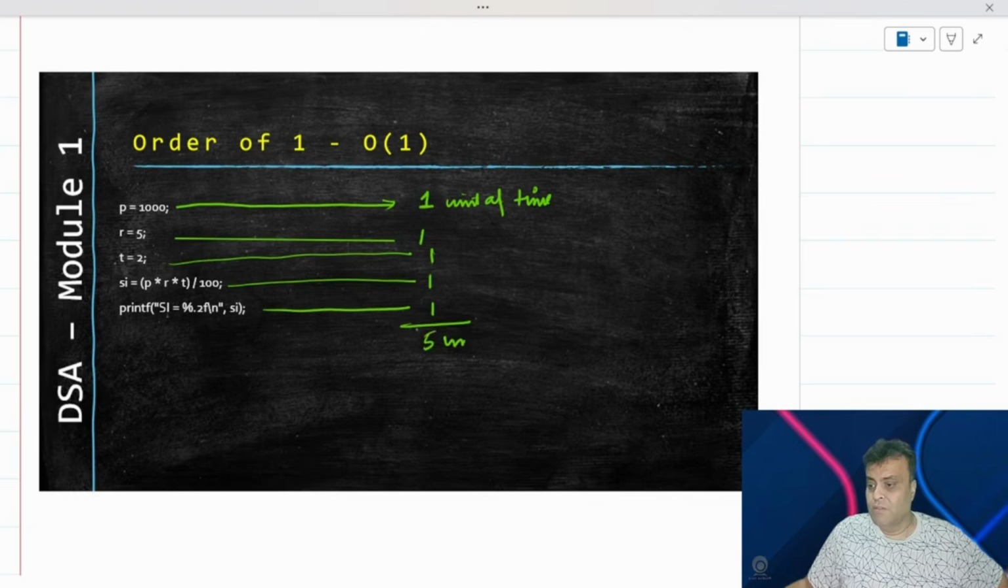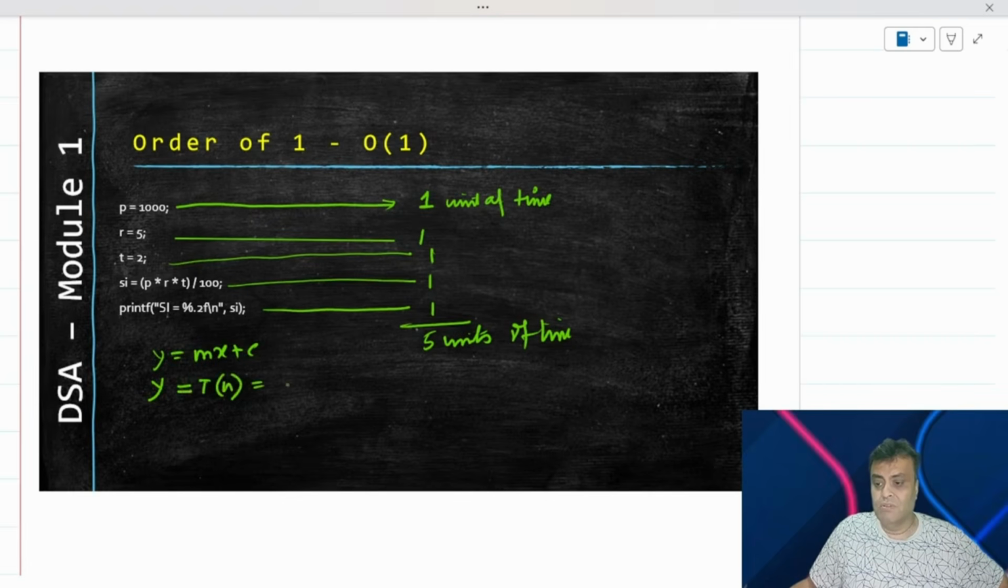So 5 units of time is the time taken by the float. Can I write this 5 units of time in the format of y equal to mx plus c? I can. The time taken, which is y, equal to tn, is equal to c. And in this case, c is equal to 5. So can I say tn is equal to 5? I can say that. And this 5 represents 5 units of time.